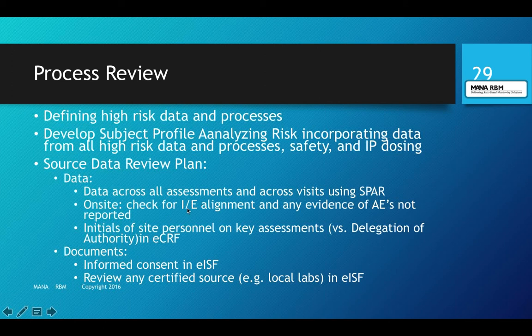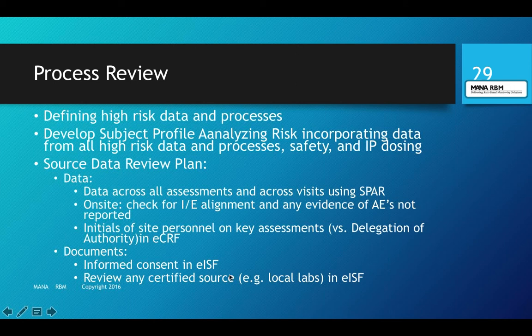On-site, you still have to do certain things like check inclusion-exclusion alignment, and any evidence of AEs not reported. So the SPAR that I'm going to show you is not the only thing you use, but it is a very good first step. You'll hear us talk about that again. And for instance, if you are using your data collector to document good clinical practice or protocol compliance, then we do things like collect initials of site personnel on key assessments, and that way we can check those against the delegation of authority in the ECRF. So these are all things that you do as part of your source data review.